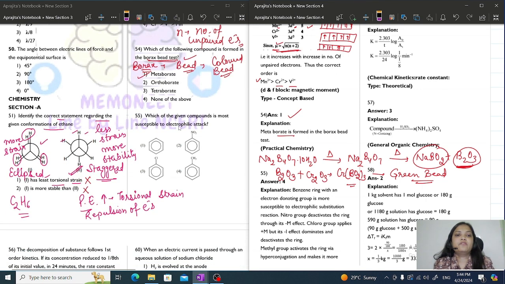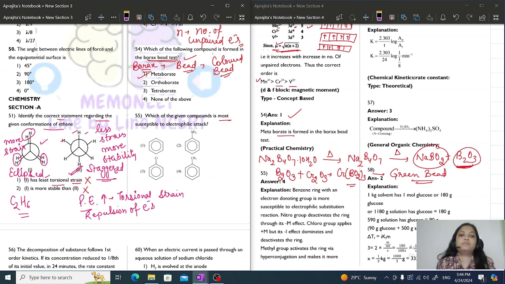Now question number 55, which of the given compounds is more susceptible to electrophilic attack? Here we have benzene, nitrobenzene, chlorobenzene and toluene. We know that the groups which increase the electron density on the benzene ring will increase the susceptibility to electrophilic attack. Now if I look at the nitro group, it is an electron withdrawing group, so it will decrease the electron density and deactivate the ring towards electrophilic reactions. So this is not going to be the answer.